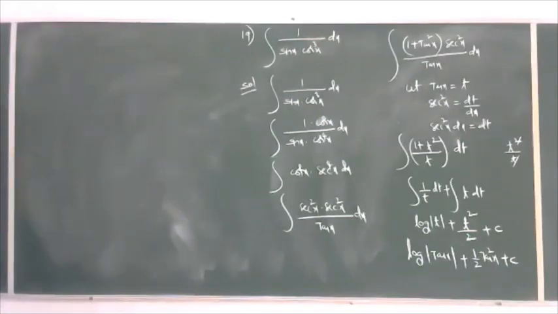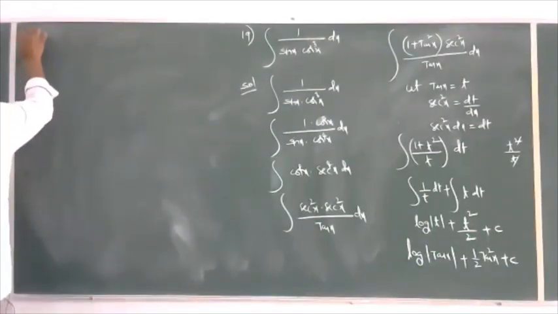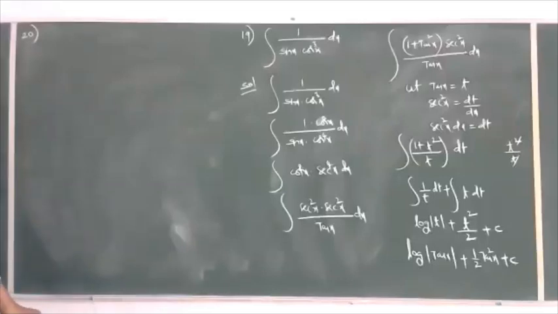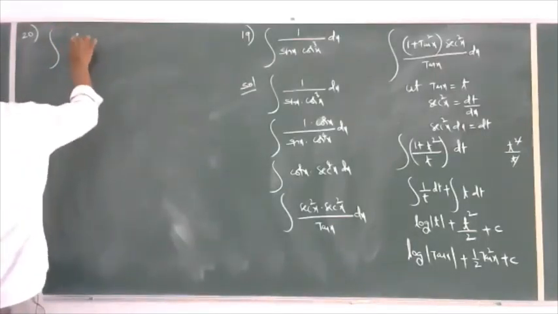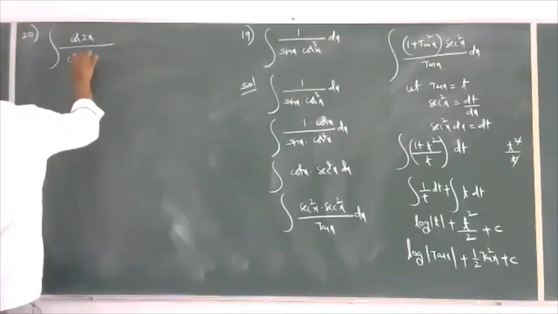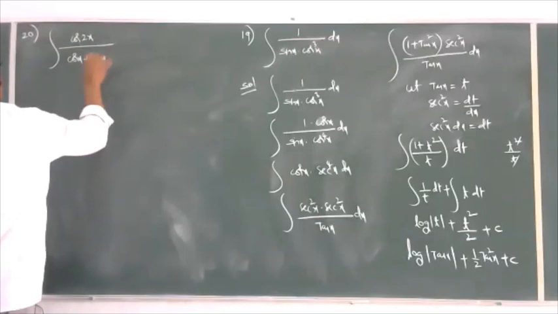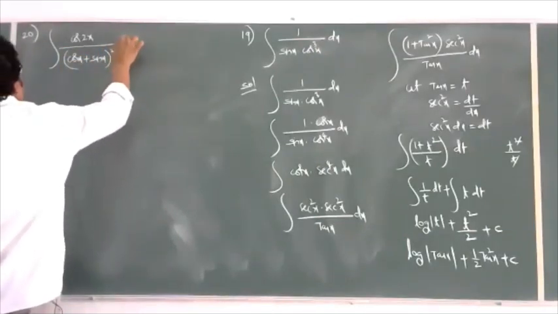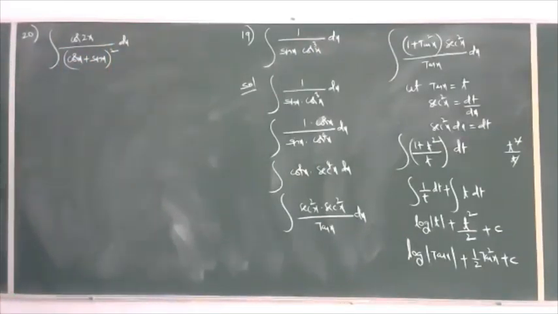That's the 19th problem. Next, 20th. Integral cos 2x by (cos x plus sin x) whole square into dx.